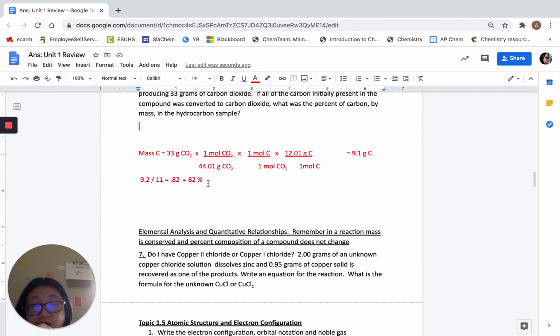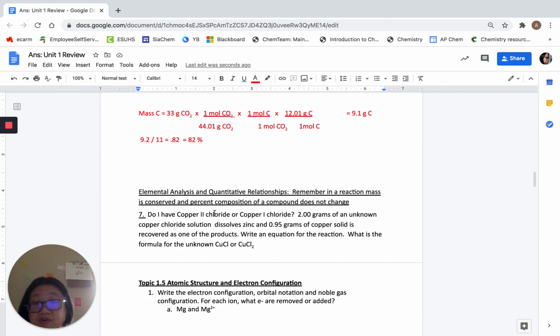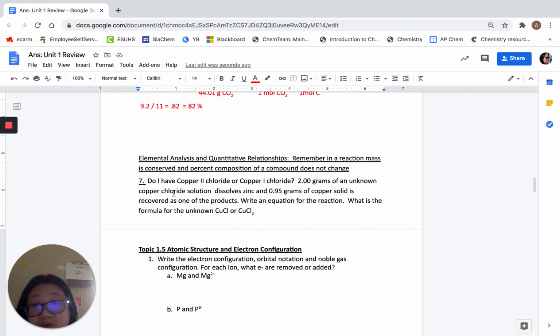Now the usual one we ask in class is a little bit harder, because the usual one is where you find each part. Okay, let's do 7. Elemental analysis, quantitative relationships, right? So mass is conserved, so remember that one. Okay, do I have copper 2 chloride or copper 1 chloride? So basically you're doing empirical formula to figure out.